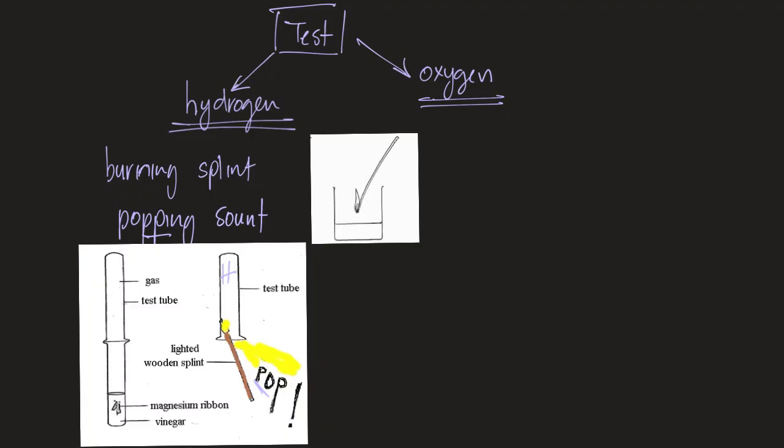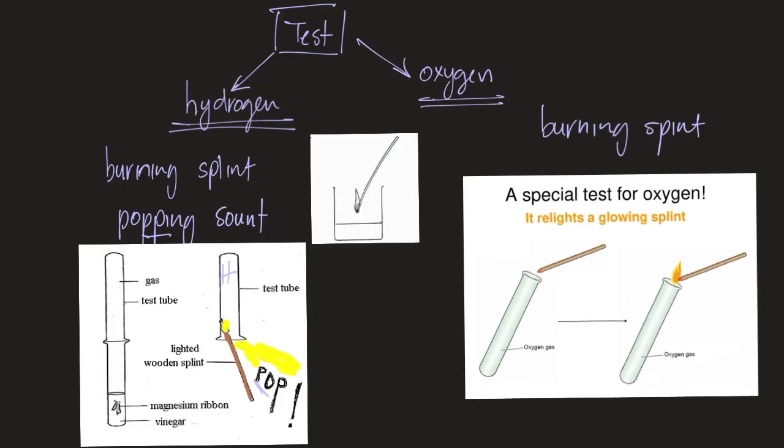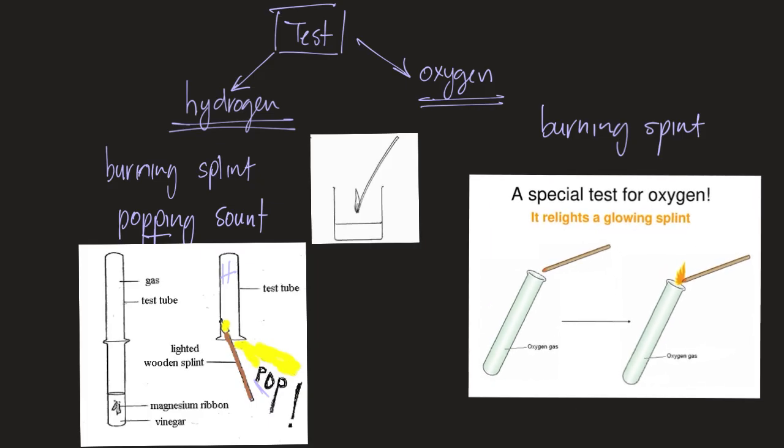Oxygen, a little bit different. Also going to take a burning splint, but the splint's going to be almost like as if it's dying. So when I put a glowing splint in the presence of oxygen, it relights the glowing splint. It makes the flame brighter. So if I have oxygen gas in a test tube, it's going to make the flame brighter. That's how I know I have oxygen.